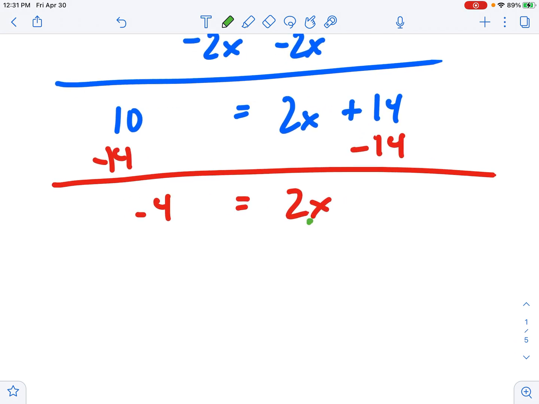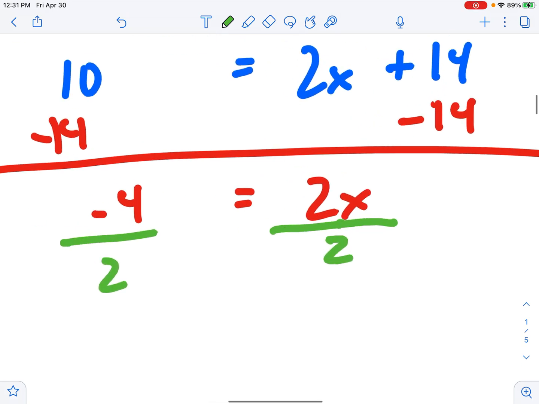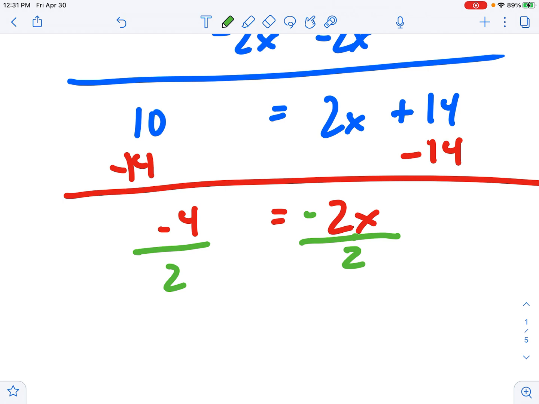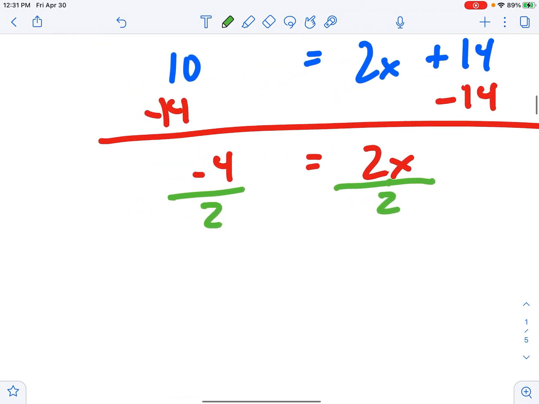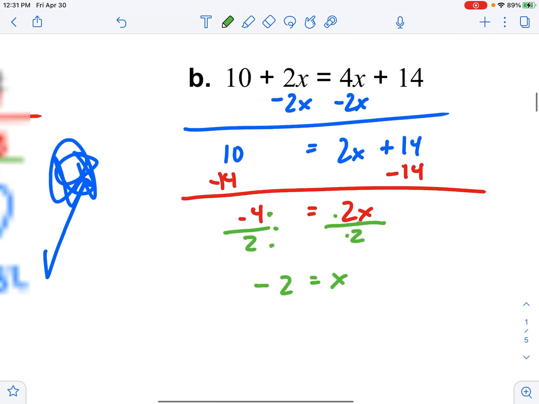All right, I see multiplying here, so I'm going to divide by the entire coefficient. And the reason I keep saying entire coefficient is that if this was negative, I'm going to take the negative with it. That's what I keep meaning. 2 over 2 is 1, so that's x equals negative, since negative divided by positive is negative. 4 divided by 2 is 2.